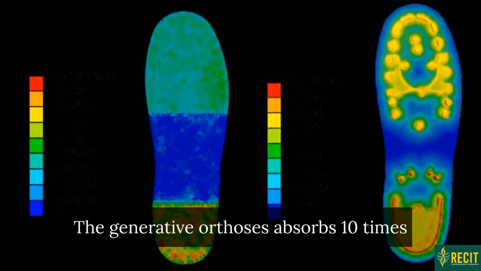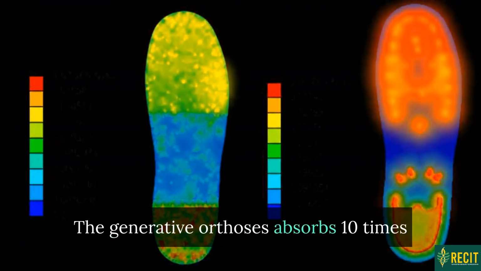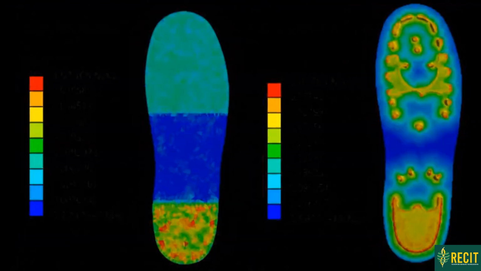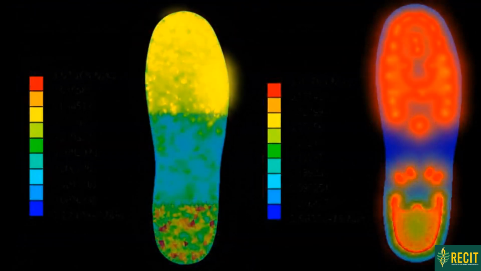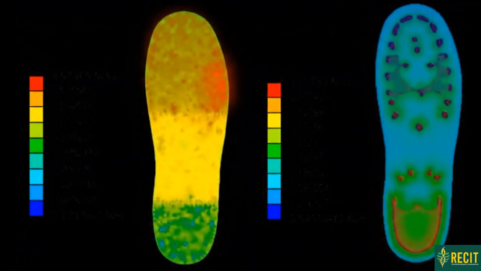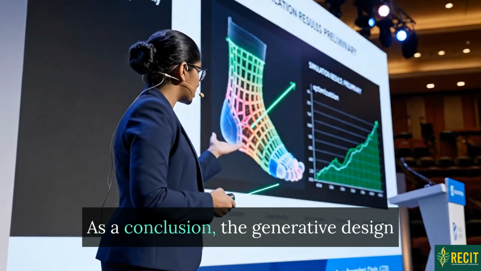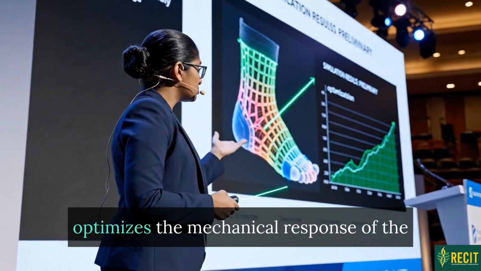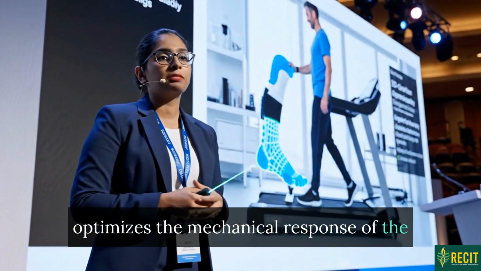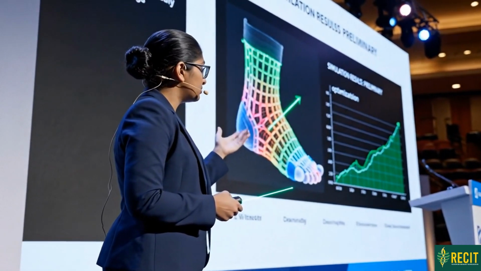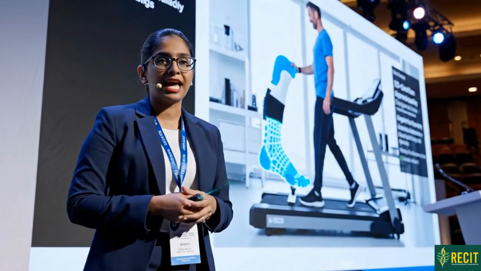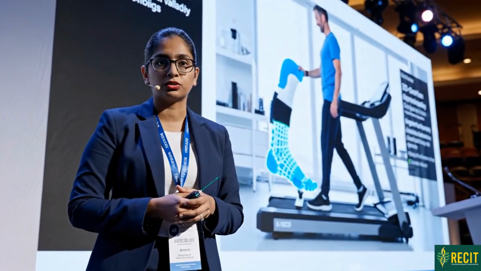Strain energy. The generative orthosis absorbs 10 times more energy, 0.3876 joules, than the EVA one, confirming a high load dissipation capacity. As a conclusion, the generative design optimizes the mechanical response of the orthoses, but these results are preliminary and based on simulation. Experimental validation is required to confirm their clinical applicability.